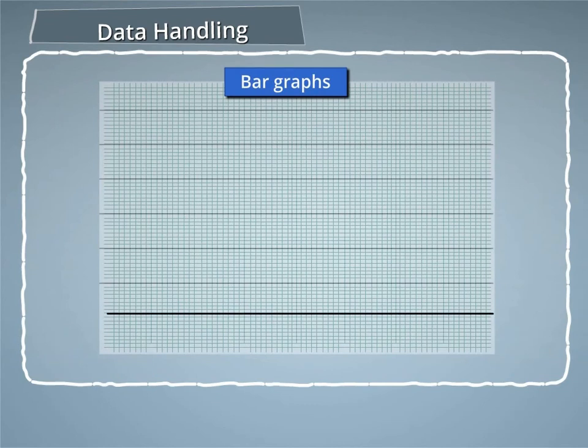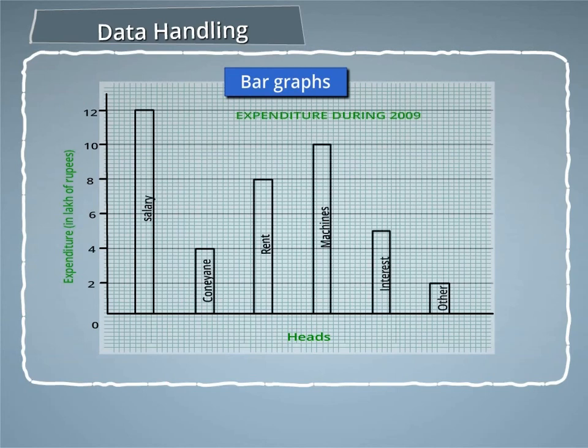Here, let the horizontal scale represent heads and the vertical scale represent expenditure. We select a suitable scale to represent the numbers 12, 4, 8, 10, etc. Let 10 divisions on the vertical scale represent an expenditure of 2 lakh rupees. We draw the bars as per the given information and write the heading Expenditure during 2009. The bar graph is shown on the screen.